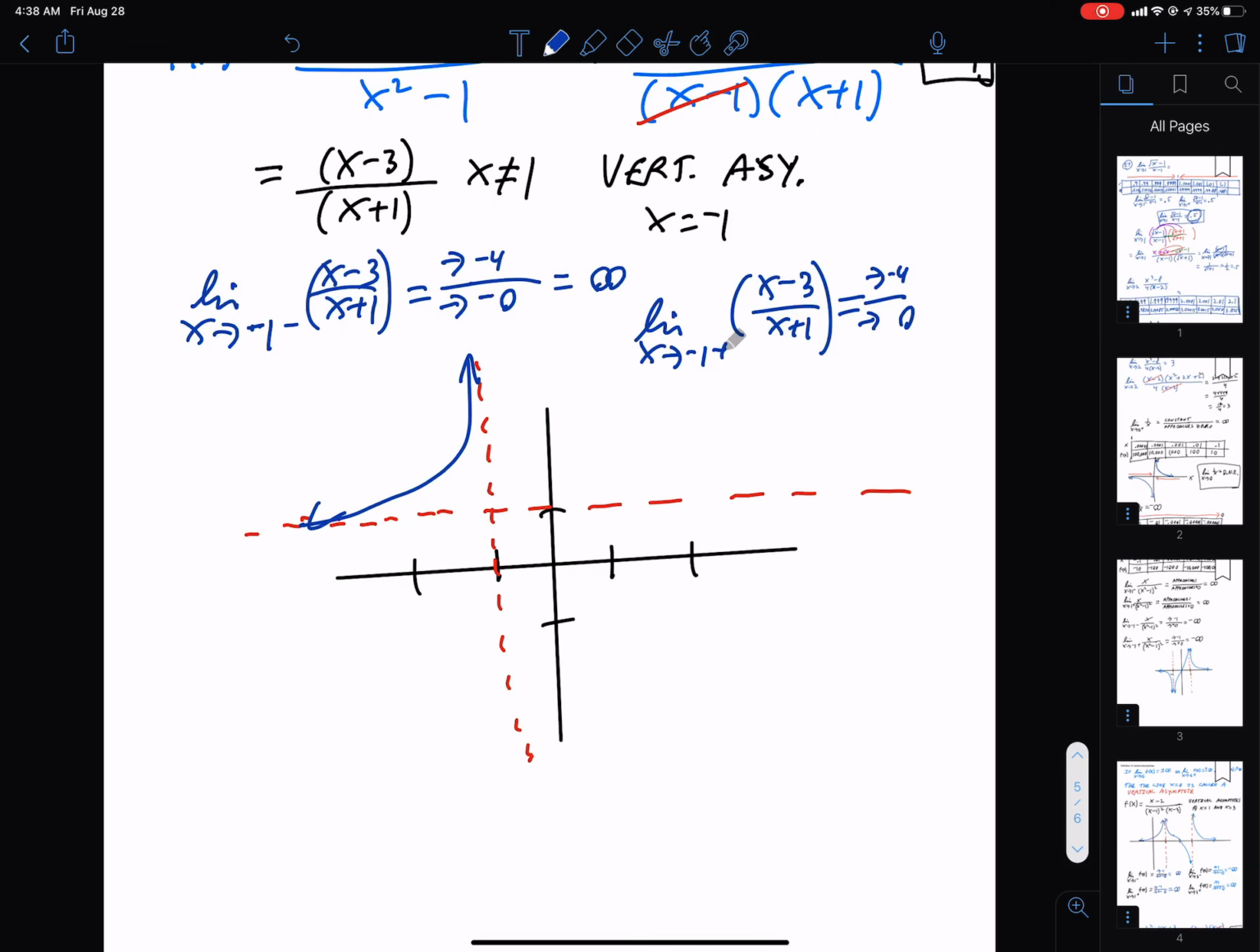But the right of -1 is over here. That's like -0.9, -0.99. -0.99 plus 1 is positive, so it's approaching 0 from positive numbers. A negative and positive is negative, so it's negative infinity. That means it's going downward. There's my other asymptote. That's a rough graph. So that's what it looks like.